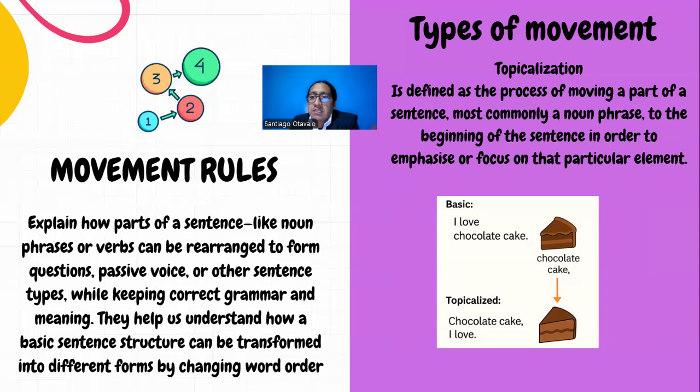Another type of movement is topicalization. It is defined as a process of moving a part of a sentence, most commonly a noun phrase, to the beginning of the sentence in order to emphasize or focus on the particular element. For example, the basic example is, I love chocolate cake, but if I focus on the cake, I can topicalize this phrase, and the result is, chocolate cake I love. The focus is on chocolate cake.